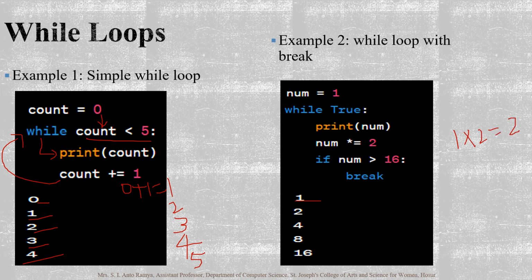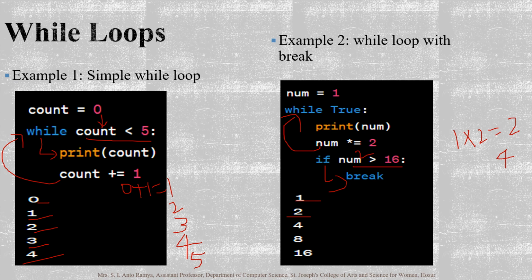If num greater than 16: num value is 2, substitute it here. 2 is greater than 16 is false. So we are not going inside the block. This is the true block, and since the condition is false, we are not going inside. Instead, the control will go back to the while loop. Again, while true, print num. Now num value is 2, so 2 will be printed. 2 into 2 is going to be 4. Now num value is 4. Again check the condition. 4 greater than 16 is false again. So go back to the while loop.